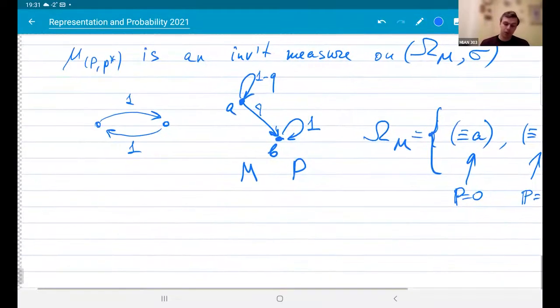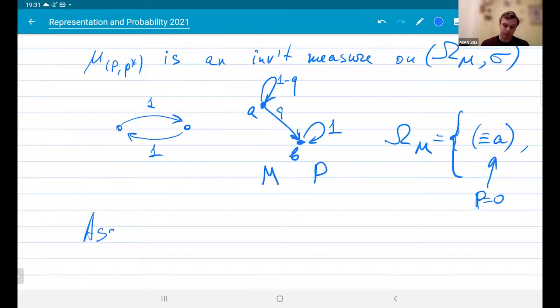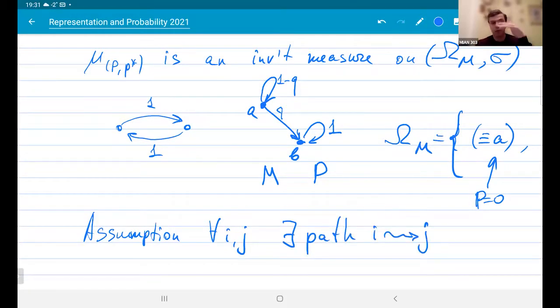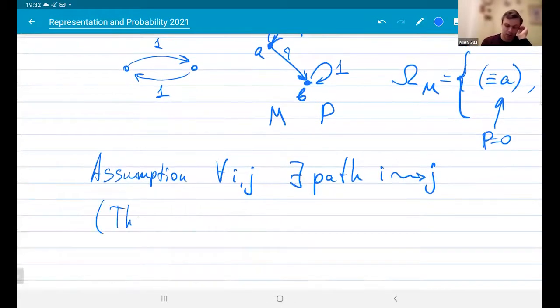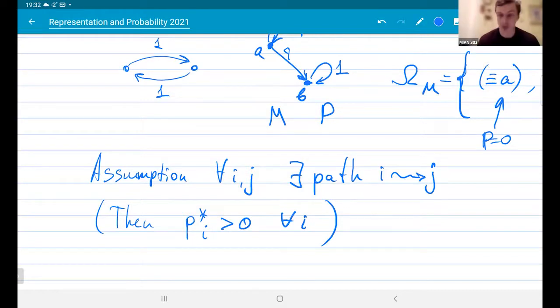So we assume that, assumption: from any i and j, there exists a path from i to j. So from any state we can go to any other state. Then p star i is positive for any i. So the probability to be in any particular vertex is positive.